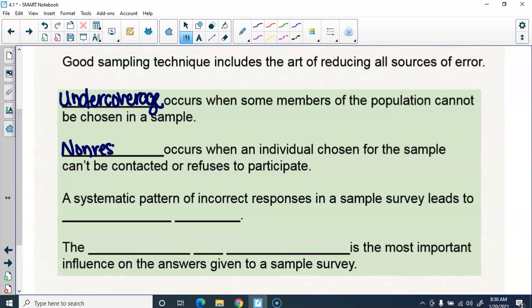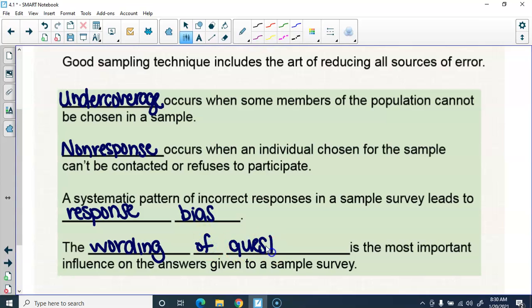Non-response is when an individual chosen for the sample can't be contacted or refuses to participate. A systematic pattern of incorrect responses in a survey leads to what's called response bias. And then we also have the wording of the questions. That's the most important influence on the answers given in a sample survey. If you word your question poorly, people are going to answer it poorly.